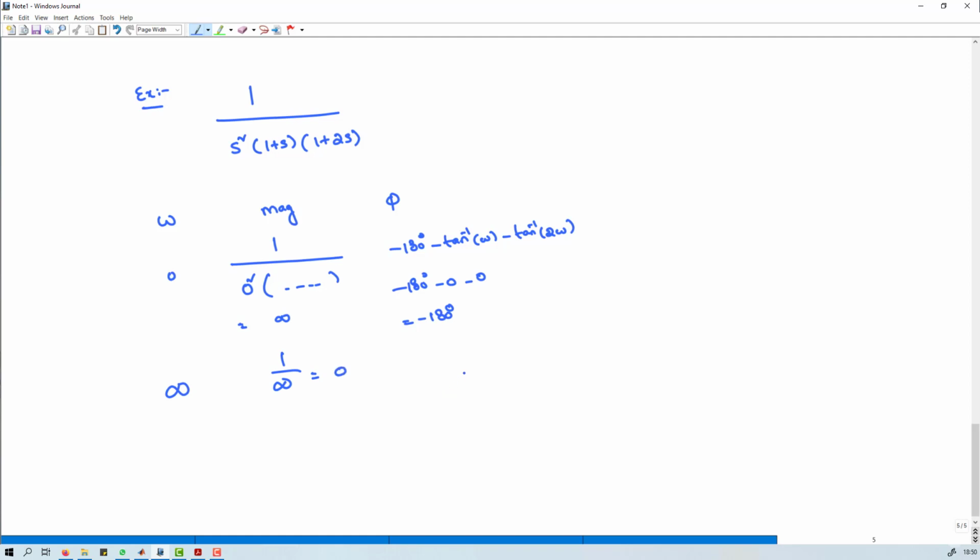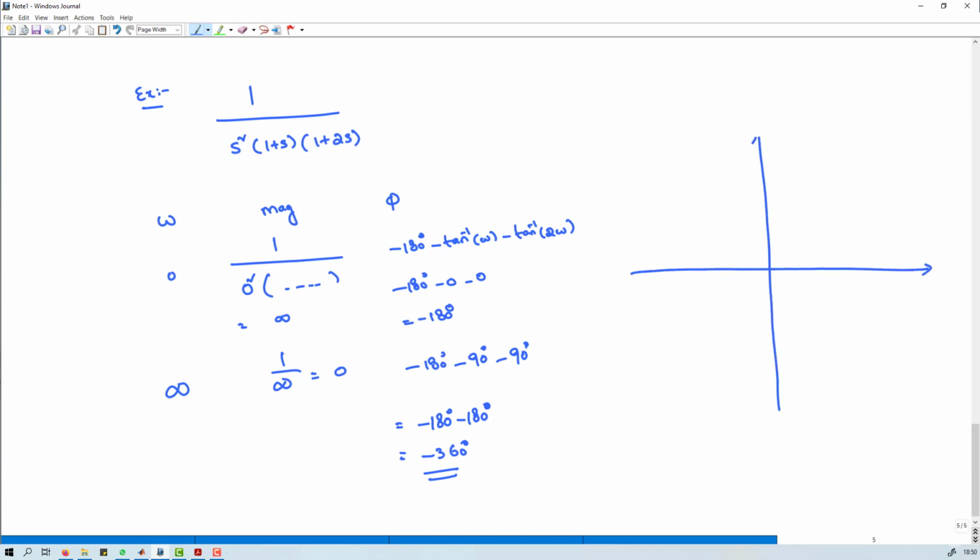So similarly, when omega is equal to infinity, 1 by infinity is 0, so obviously we will get 0 magnitude, and the phase is minus 180 minus tan inverse of infinity, which is 90 degrees, so minus 180 minus 90 minus 90, that is minus 360 degrees. Now we have got both the magnitude as well as phase at omega is equal to 0 and omega is equal to infinity.